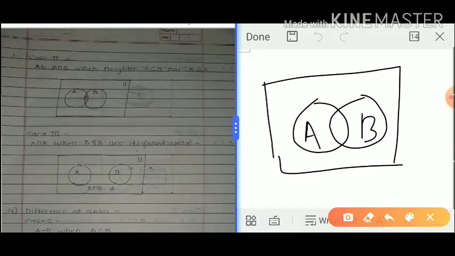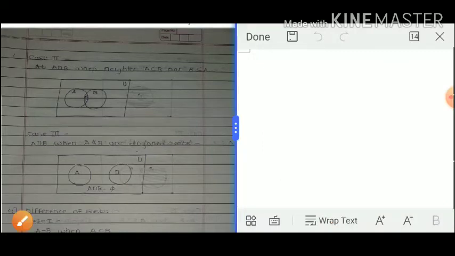Next, neither A is a subset of B nor B is a subset of A. We draw this diagram for that case. Here the common region is this, and this is the answer for the given case. Next, case third.